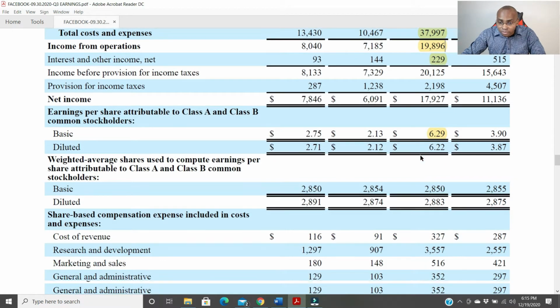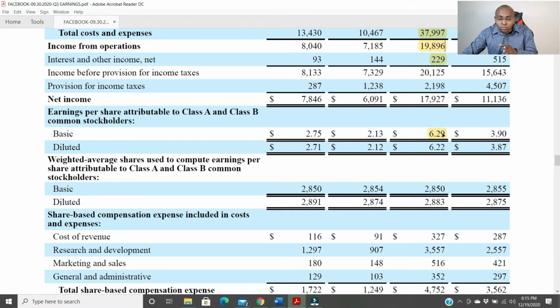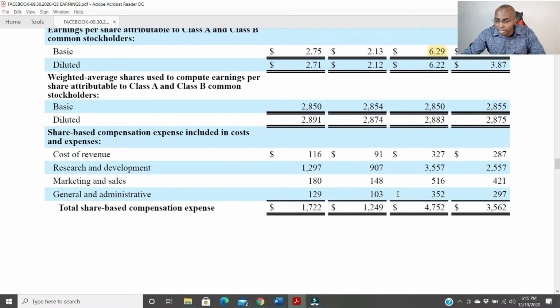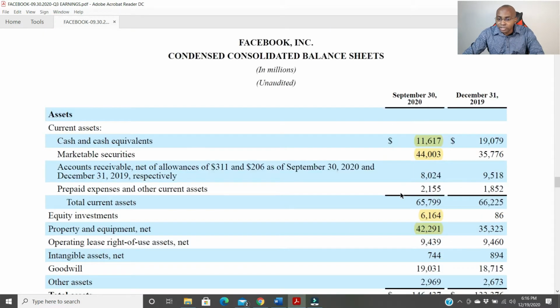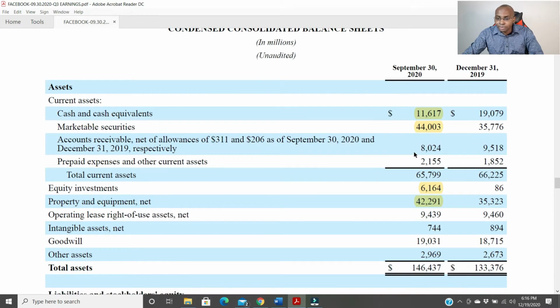I'm going to go down further. Also, what we have noticed is that right here, in terms of the earnings per share, it has increased from 3.9 to 6.2. I mean, damn, I need to buy some underlying shares in Facebook right now. Mark, big up yourself. You're really doing it, right? Watch me now, scrolling through. We're going down now to the balance sheet.